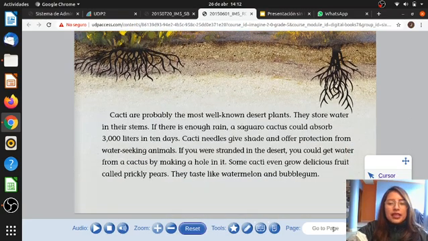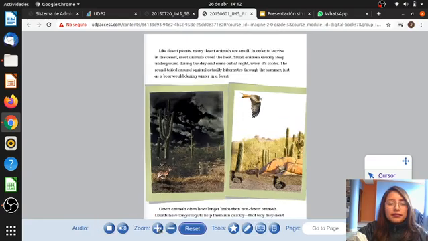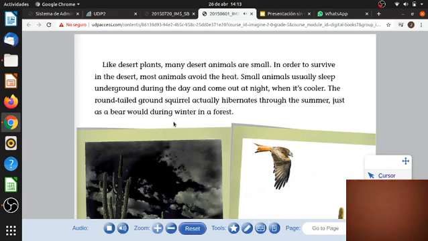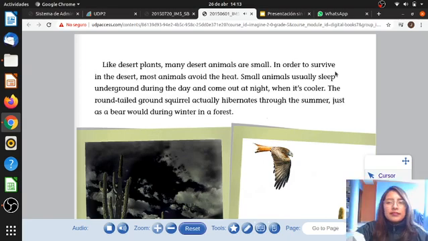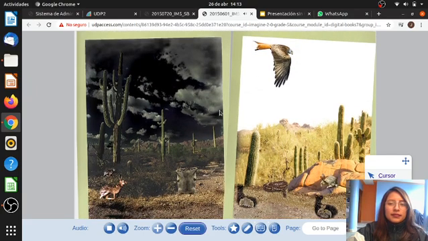Let's start with the next part. Like desert plants, many desert animals are small. In order to survive in the desert, most animals avoid the heat. Small animals usually sleep underground during the day and come out at night when it's cooler. The round-tailed ground squirrel actually hibernates through the summer, just as a bear would during winter in a forest.